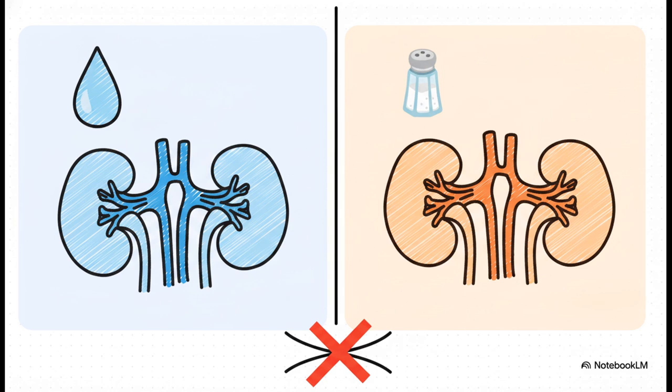But read the labels really carefully. ADH strictly regulates water balance. Aldosterone, on the other hand, strictly regulates sodium or salt balance. Please do not cross these wires on test day. If the question asks about water potential, you are absolutely writing about ADH.